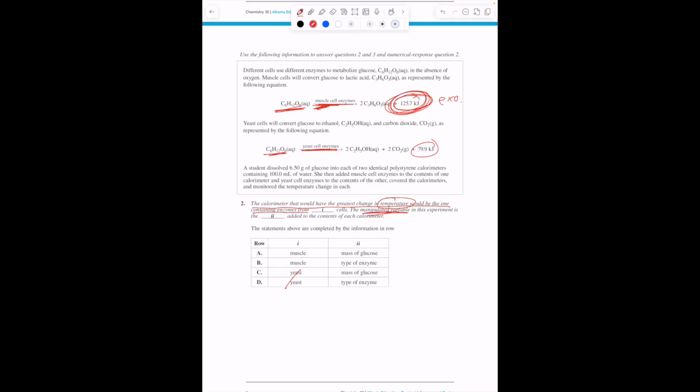And then they want to know what's the manipulated variable. Well, we're altering or manipulating the type of cell. So I would say the type of enzyme, I should say. That answer is B. Perfect. Let's keep going.